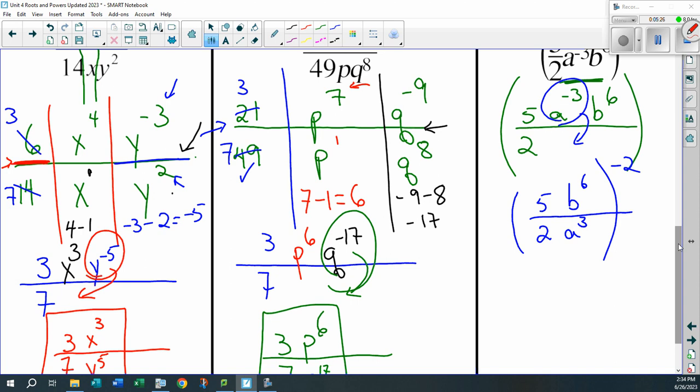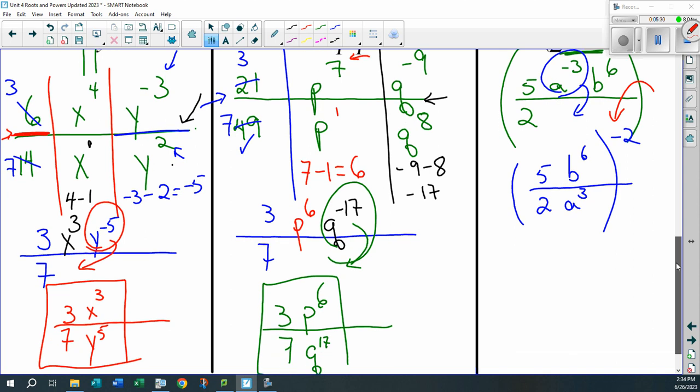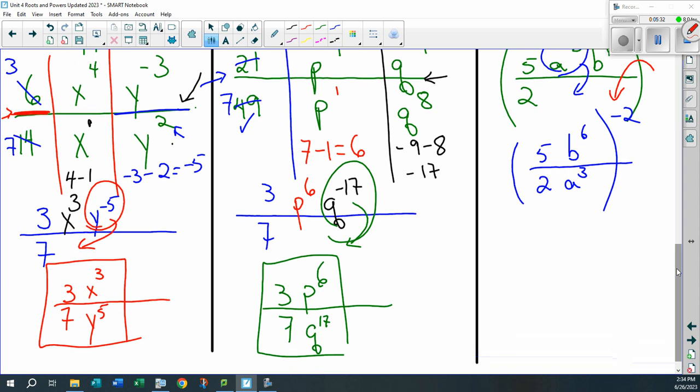Now, that means we have to do the exponent next. Exponent means, oh, check out the negative. Negative means to flip it. So let's flip everything inside this bracket. So this becomes 2a cubed over 5b to the 6. Now you see why I did everything inside the bracket? This is now squared. Remember, the only thing that you do is get rid of that negative after you flipped.